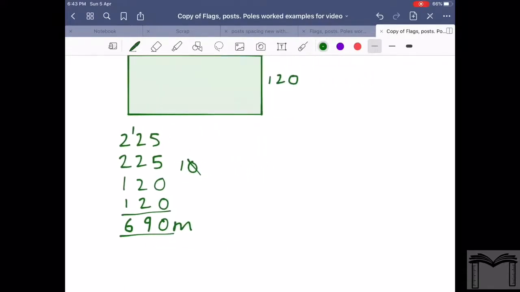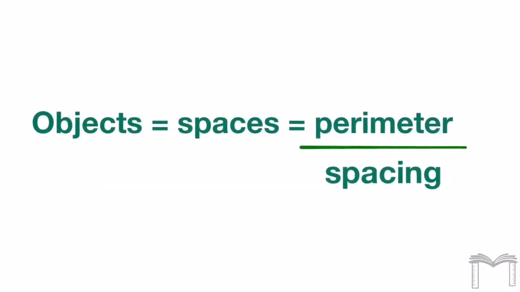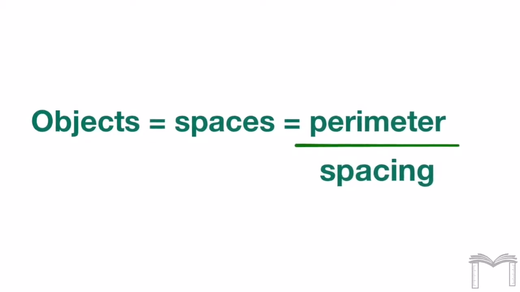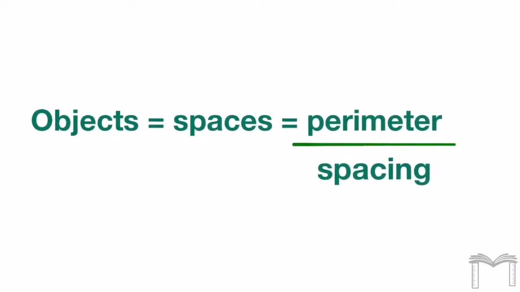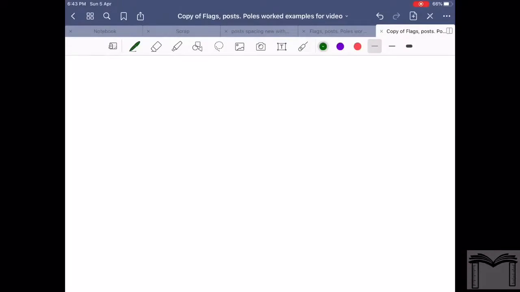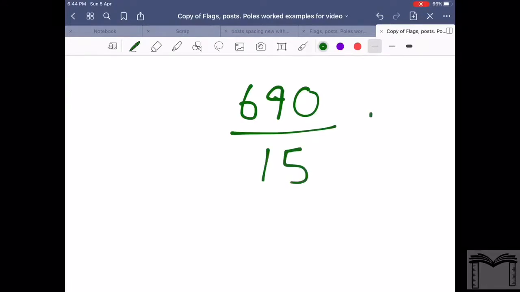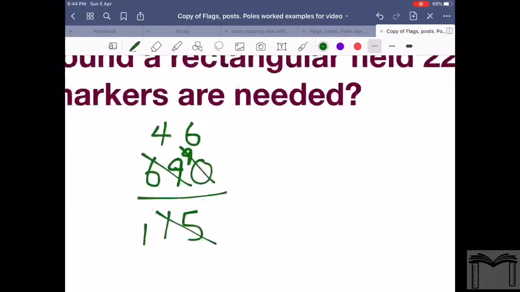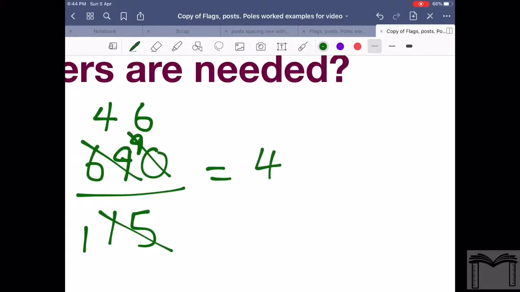And remember the formula. The objects, in this case the markers, is equal to the perimeter of the rectangle divided by the spacing. So the perimeter is 690, as we found it to be, divided by the spacing, which was given to be 15. 15 into 15 is 1. 15 into 69 is 4. Remainder 9. 15 into 90 is 6, so the markers are 46 markers.